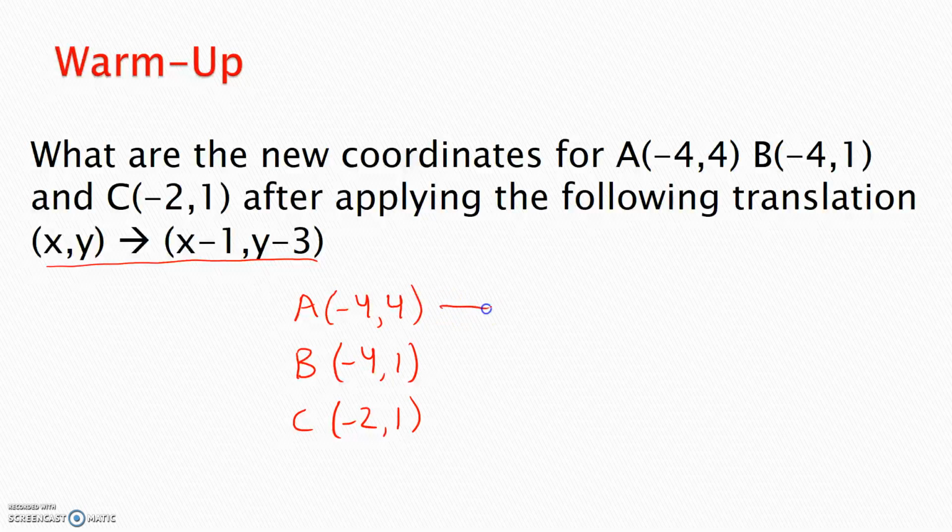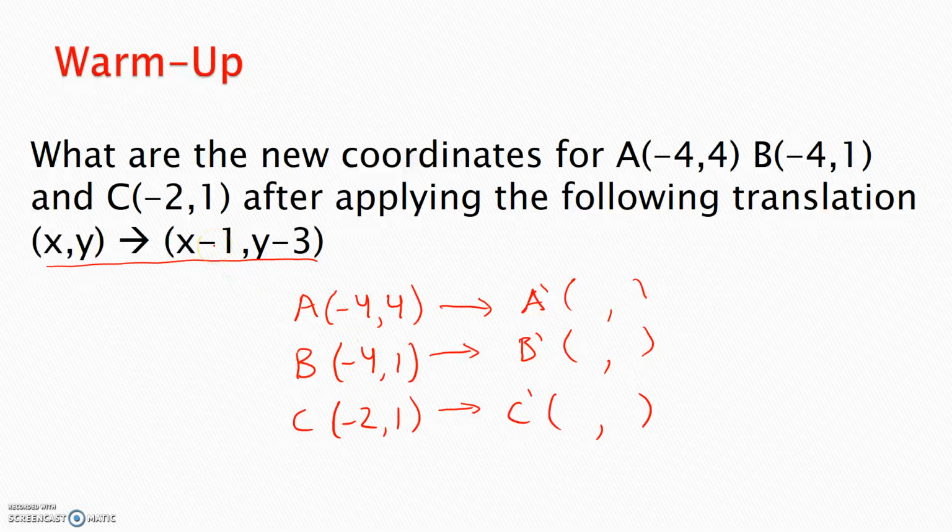When I apply this transformation, this is a translation, what is going to be my new A prime? What's my new B prime? And what is my new C prime? So let's set up my parentheses here. Basically, you're literally going to take your x values and substitute them into the rule, and you do whatever the operation is saying. What am I going to do to all my x's? Well, I have to subtract 1 from all of my x values. So it's negative 4 minus 1, negative 4 minus 1, and negative 2 minus 1.